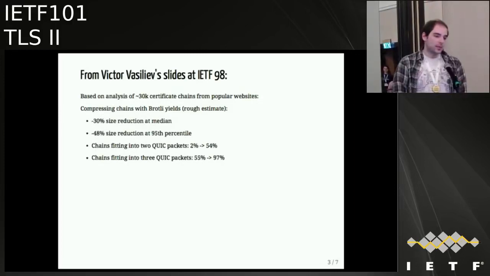Victor presented some measurements he did at IETF 98. From a sample of a few thousand certificates, he measured a 30% size reduction at median and almost 50% at the 95th percentile using Brotli. And of course, fewer packets are then needed to send those chains. Next slide.